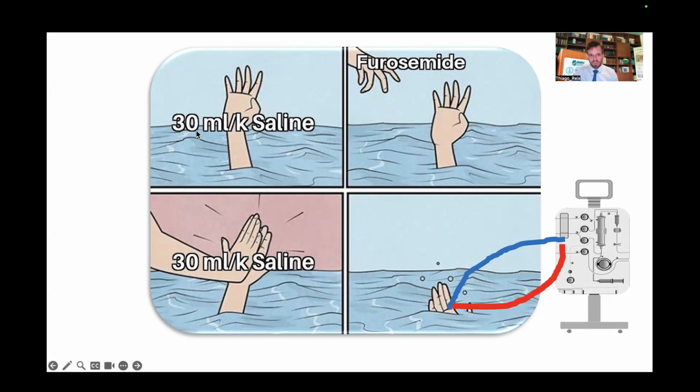So this is a common scenario. Patients get to the ICU and receive 30 mLs per kilogram of saline.